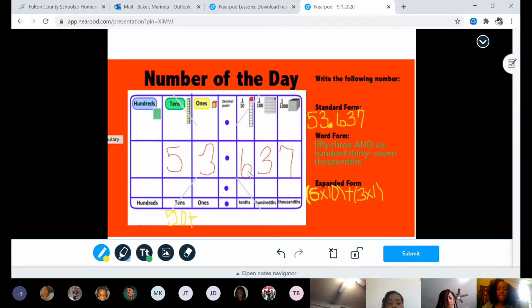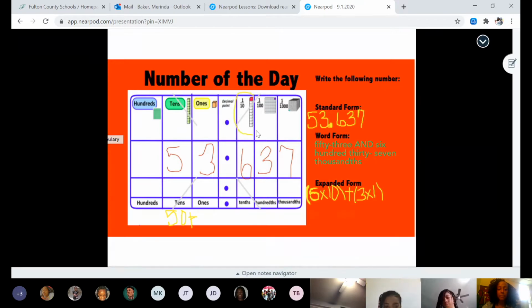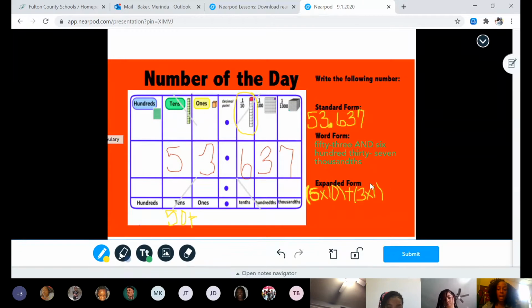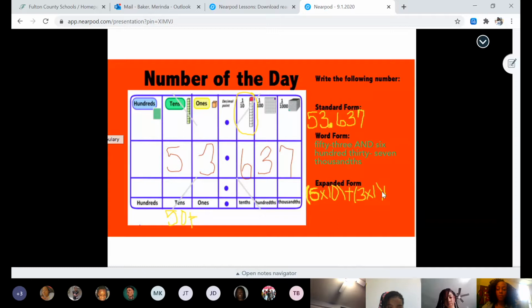Next, I have a 6 in the tenths place. So now I know that that 6 is worth 6 tenths. So I'm going to add 6 times 1/10, because 6 times 1/10 equals 6 tenths.